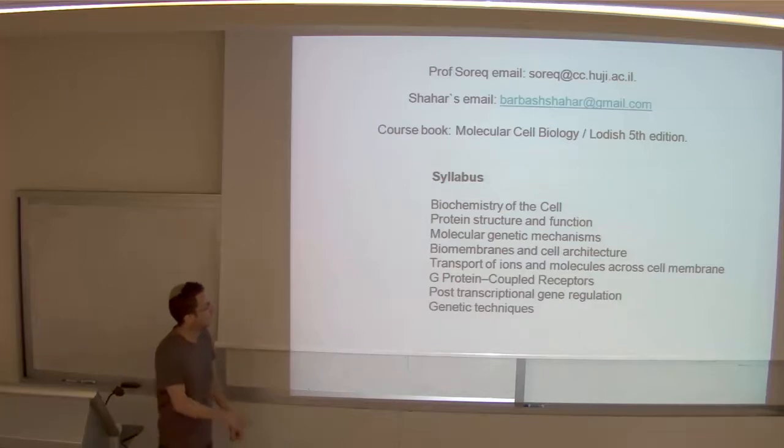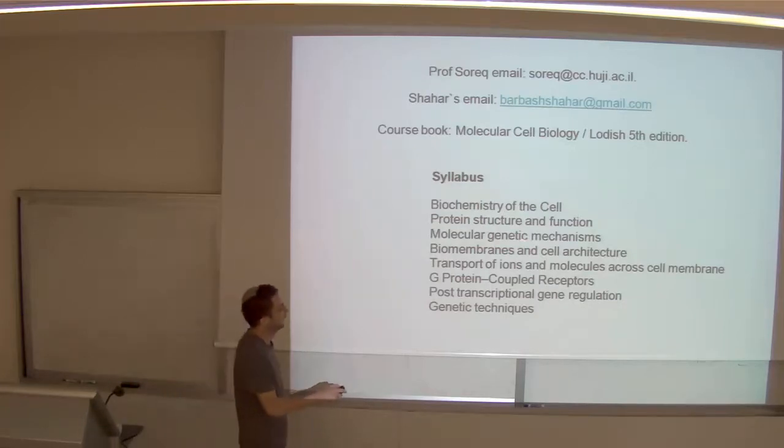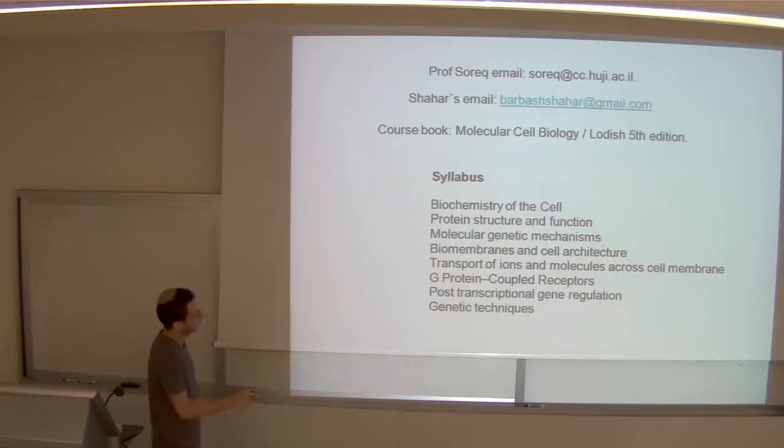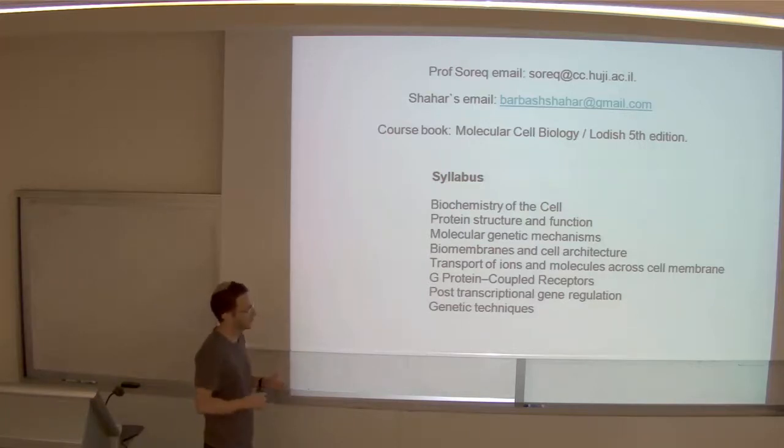Okay, the syllabus. These are the course chapters. The first three are maybe more general biology. The first is biochemistry of the cell, which we will start with today. The second goes into the structure and function of proteins. The third, genetic mechanisms. Again, the first three chapters are more general biology, and we will discuss as much as possible in the context of neurobiology.